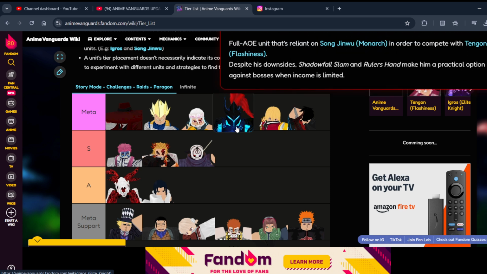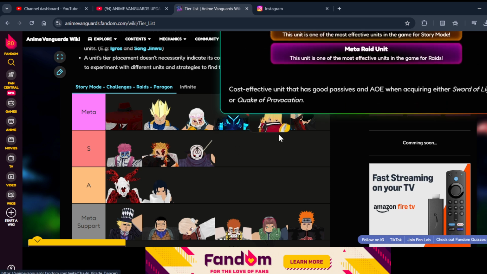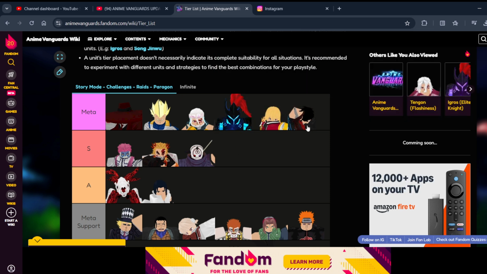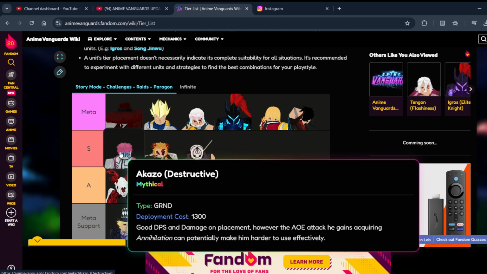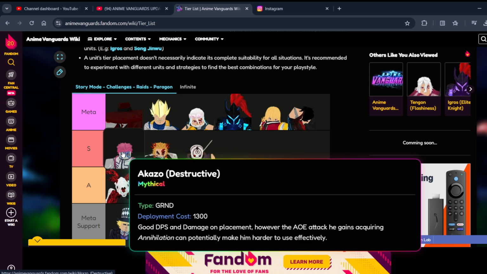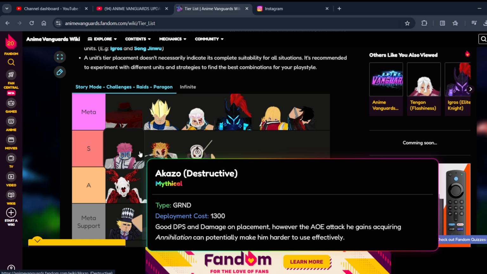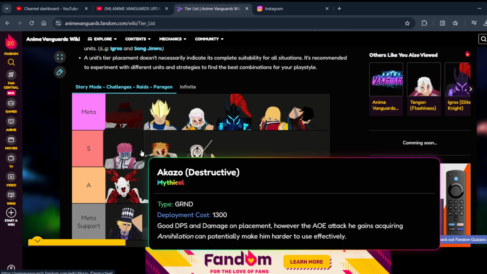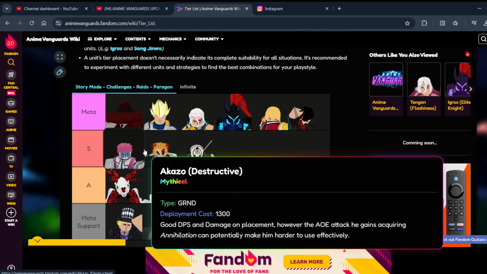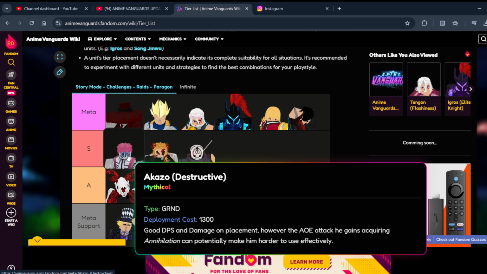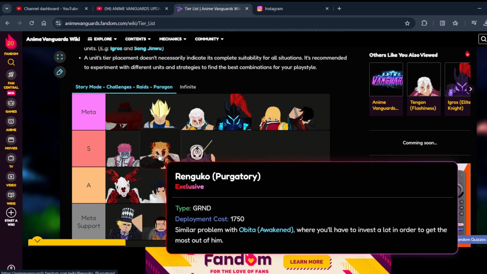And the fourth one is not listed here. And if we talk about the S category, there's Akaza, a destructive unit with good DPS damage on displacement. However, the AoE attack he gains from acquiring the annihilation can potentially make him harder to use effectively. So that's a drawback.